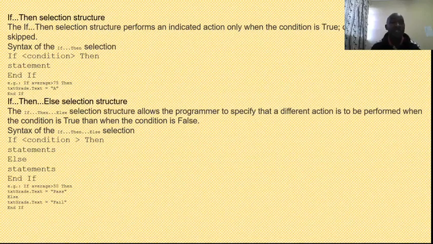The if then else selection structure allows the programmer to specify that a different action is to be performed when the condition is true than when the condition is false. The syntax is: if condition, then statements, else statements, end if. An example: if average is greater than 50, then you display pass, else or otherwise it will display fail. Therefore, if then else is a modification or an improvement of if then.